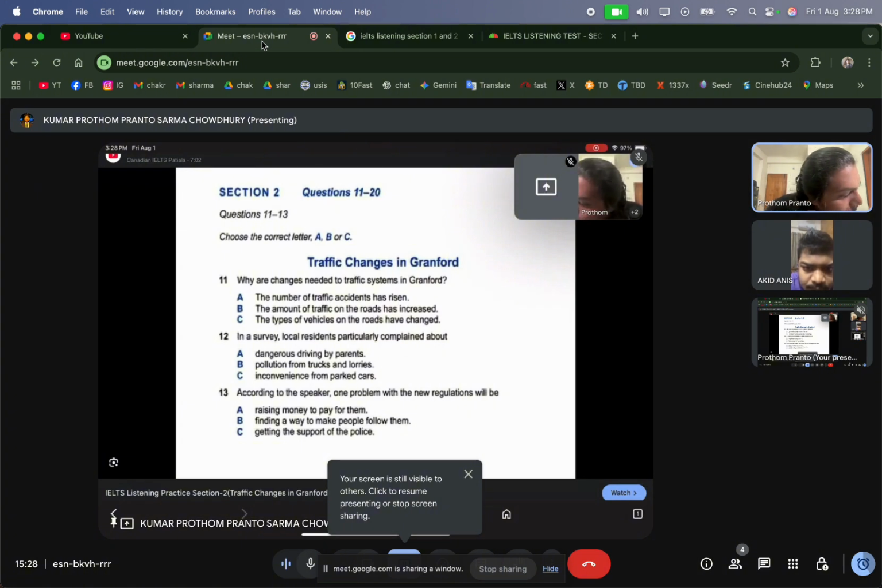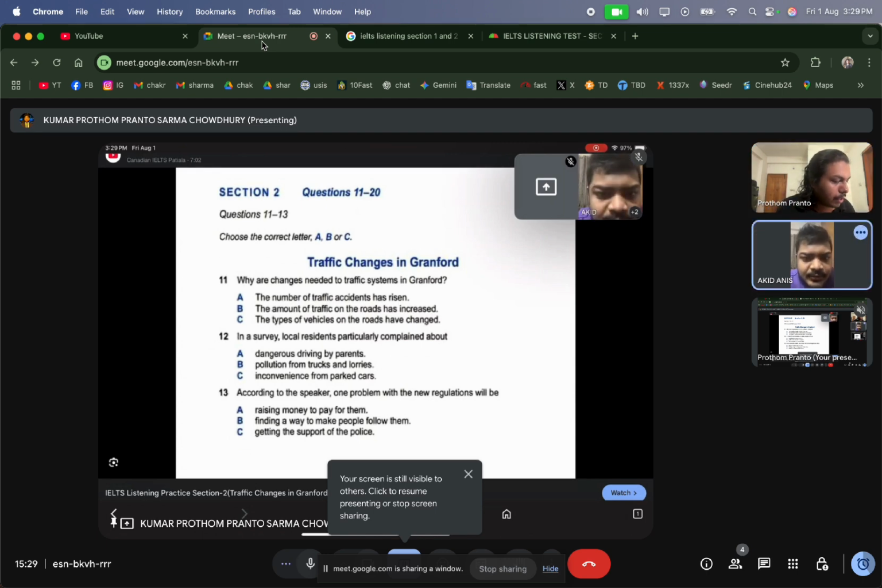For example, why are the changes needed to traffic systems in Grandford? What's the underlying reason? The number of traffic accidents has risen. The amount of traffic on the roads has increased. The types of vehicles on the road have changed. So one of them will be correct, another two will be wrong. Obviously, you have to infer and tick mark the right answer.